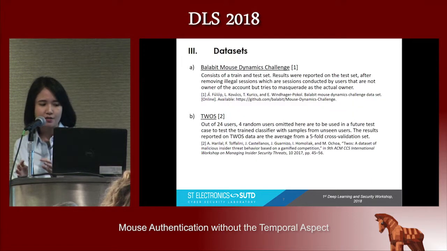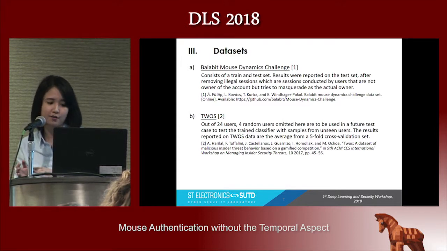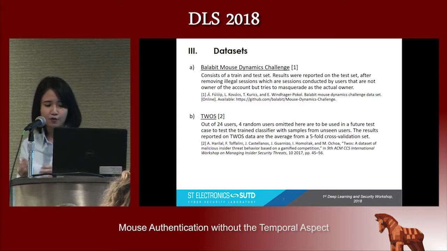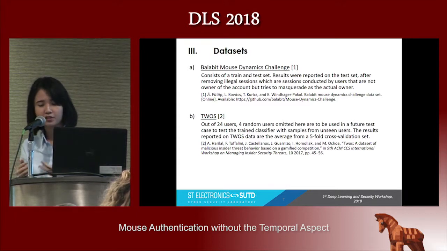Our study here uses two different datasets: the Balabit dataset, which consists of a train and a test set, and the results for Balabit were reported on the test set after removing illegal sessions. We have also performed the same experiments on TWOS. In TWOS, there are 24 users, but here we have randomly omitted 4 users to be used in a future test case to test our trained classifiers with samples from unseen users. Since TWOS doesn't explicitly provide a test set, for fair comparison, we have reported the TWOS results as the average of a 5-fold cross-validation.